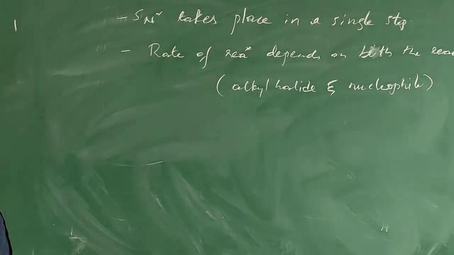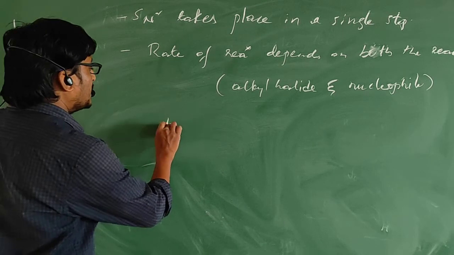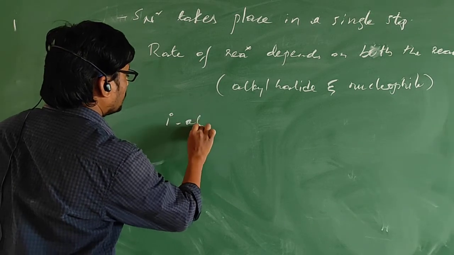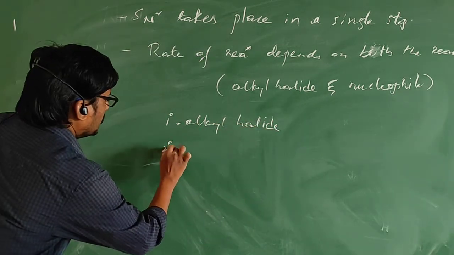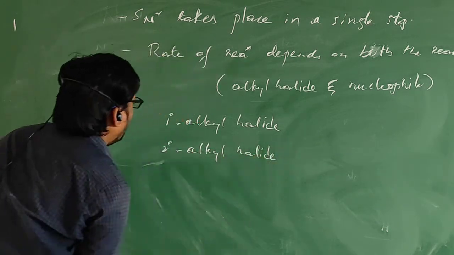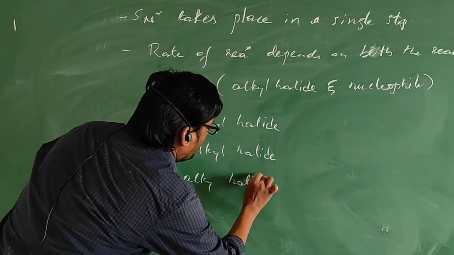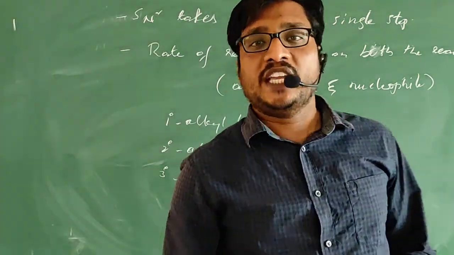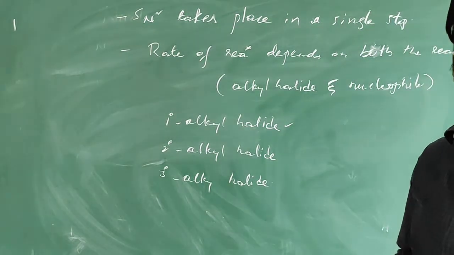Okay. So the next thing is, when we consider primary alkyl halide, secondary alkyl halide and tertiary alkyl halide, among these three, which is more reactive towards SN2 reaction? So primary alkyl halide will be more reactive towards SN2 reaction.